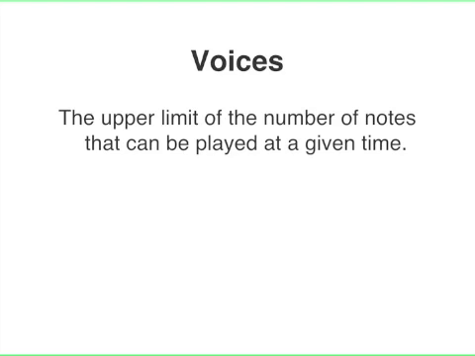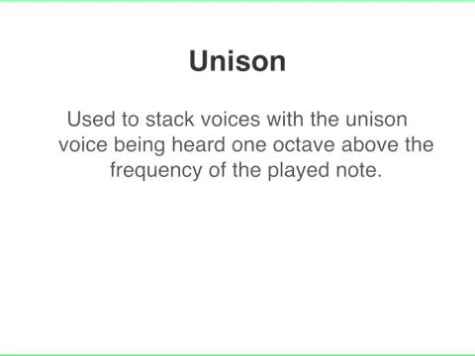And so if one can adjust the voice of a synthesizer, and by adjusting the voice, it adjusts the upper limit of the number of notes that can be played. And then unison is another control on a synthesizer, and unison is used to stack the voices, which we just learned of, with the unison voice being heard one octave above the frequency of the played note. So in other words, unison will take those different voices and it will stack them. It will stack those voices that are in unison one octave above the frequency of the played note.